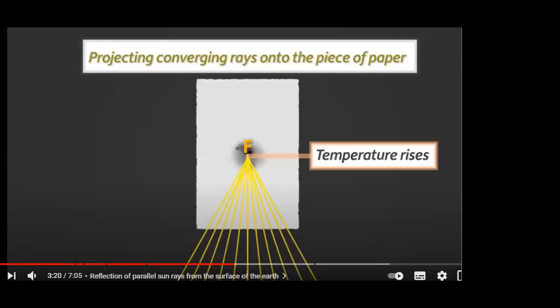And see, image of what? Image of the sun, right? Because the light is coming from the sun. The light is reflected, coming from the sun. So the image of the sun is formed. And since all the light rays are converging to one point, the temperature at that point increases, which causes the paper to burn, right, everyone?